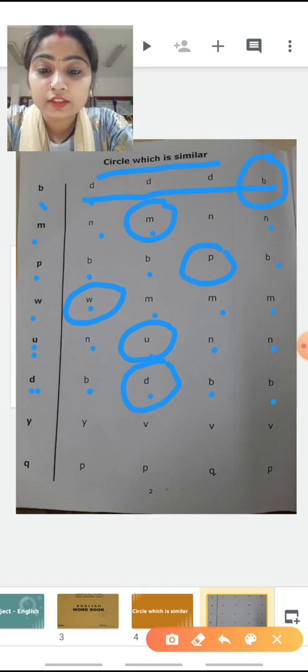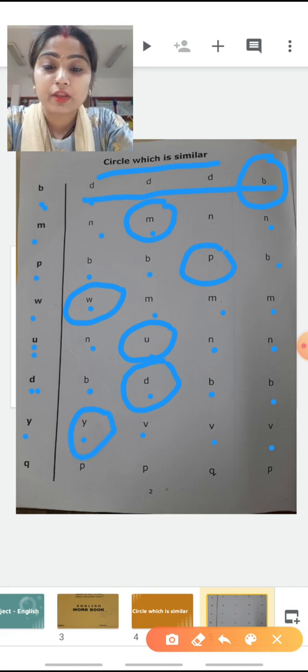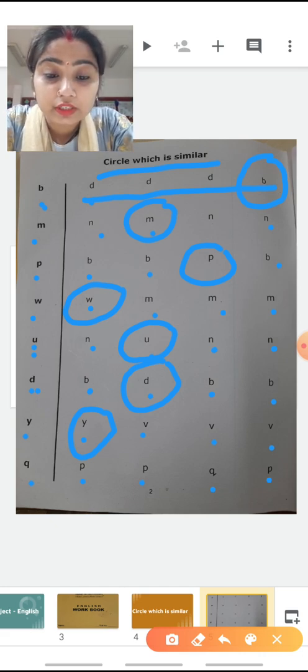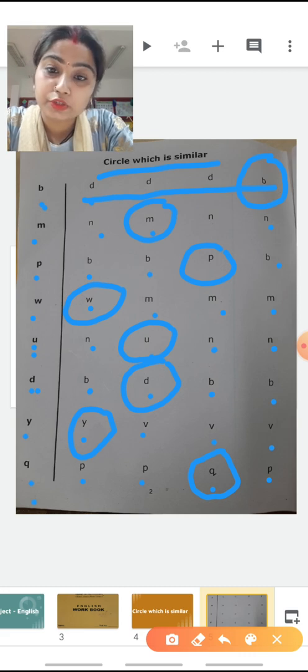Okay, then it is Y. Now we are going to circle Y. Okay, now Y, we are not similar to Y, so what we have done, we have circled Y because it is similar. Now last is Q, and the alphabets given are P, P, Q and P. So we are going to circle Q. Okay, Q is given and we have circled the Q because it is similar to Q.